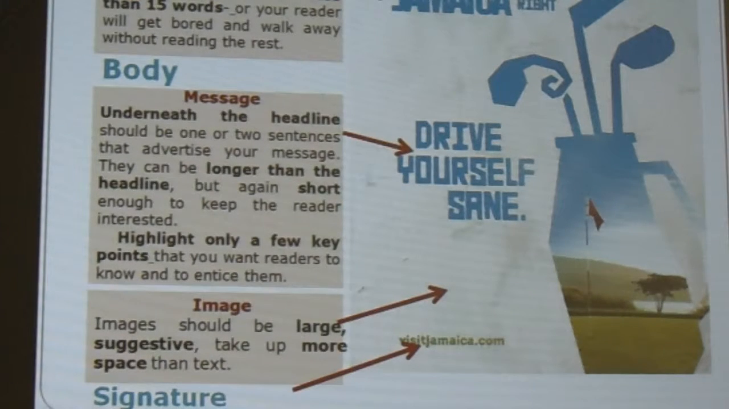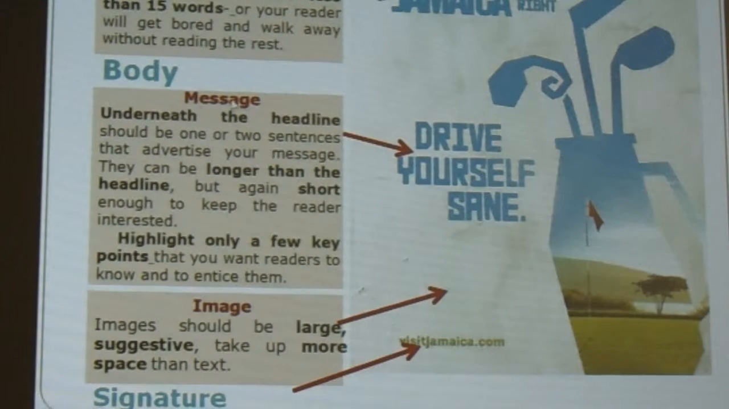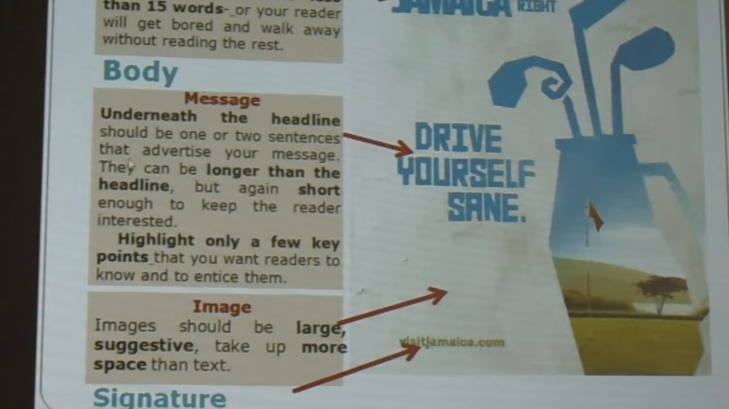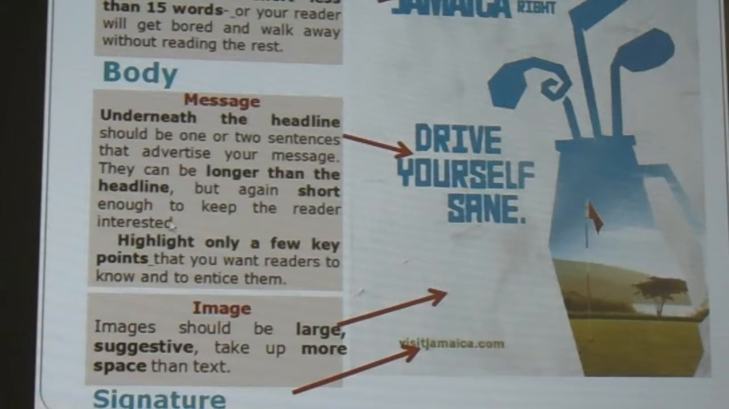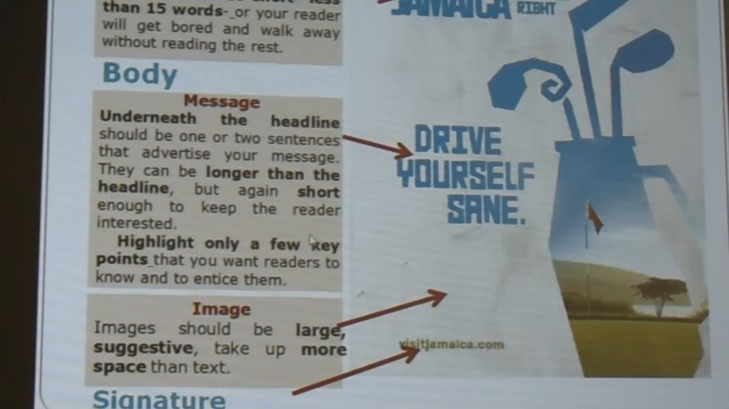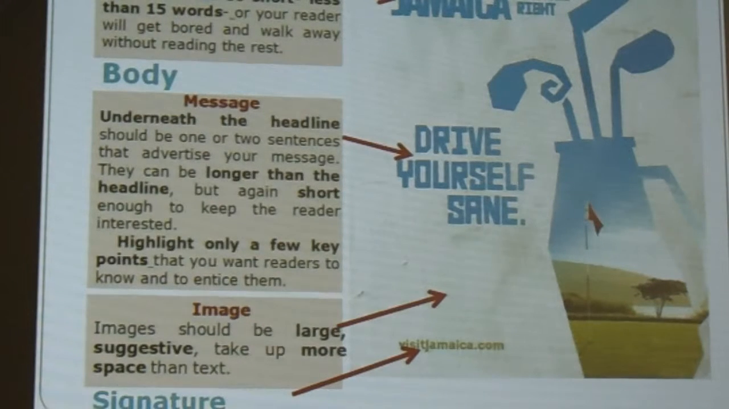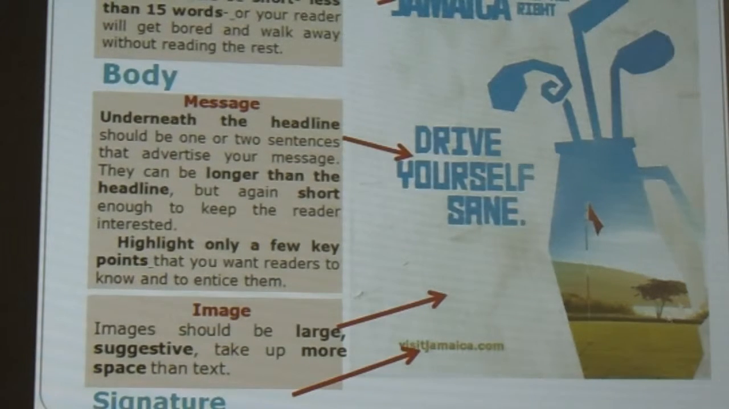Body, this is the body, okay? In the body, we have the message, image and signature. Message: underneath the headline should be one or two sentences that advertise your message. They can be longer than the headline, but again, short enough to keep the reader interested. Highlight only a few key points that you want the readers to know. Image: it should be large, suggestive, and take up more space than text. Okay? And we have the signature.